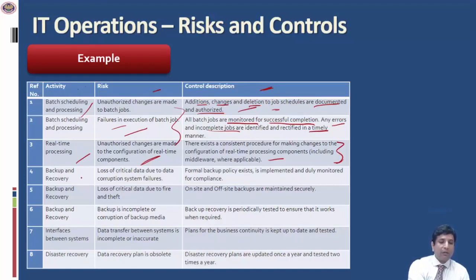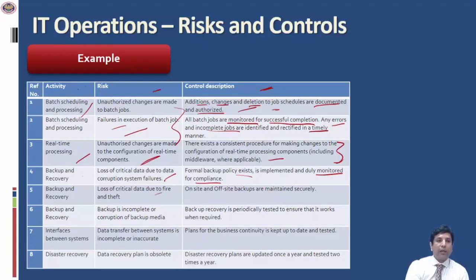With respect to backup and recovery, some of the risks could be loss of critical data due to data corruption and system failures. So this is a key risk. And what is the control which exists? The management has put a backup policy into place, and it has been implemented and monitored for compliance. We need to look at how it is monitored for compliance, who is monitoring it, and what are the results.